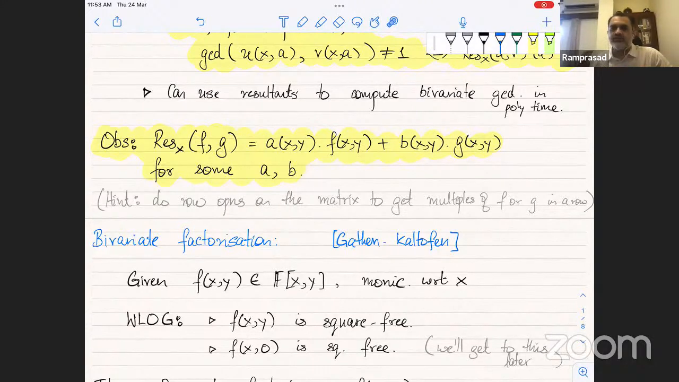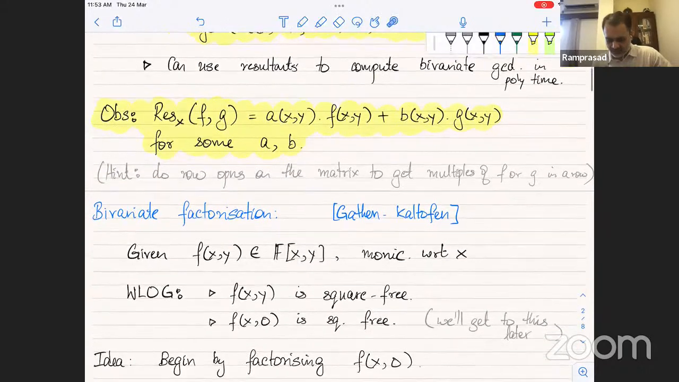So how do we proceed from here? How do I even start this entire process? The amazing idea of Gathen and Kaltofen was, let's do the one thing we know how to do and try to slowly improve on top of this.